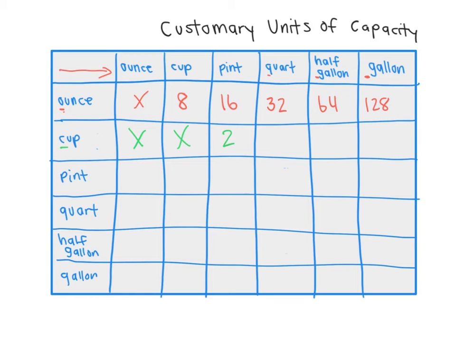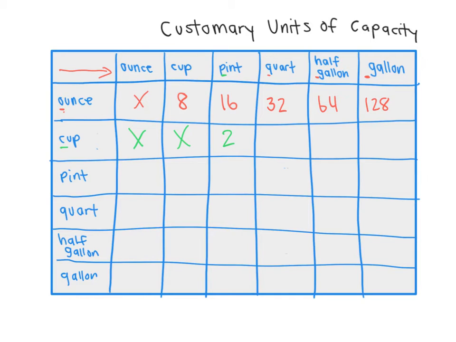So cup to pint, 2 cups. So that means if I was at the grocery store, would I rather buy 2 cups of something or 1 pint? Well, if I don't have enough hands, I'd rather buy 1 pint because I have to carry less. And these are all going to be multiples of 2, so it's pretty easy to go along. Okay, so how many cups are in a quart?